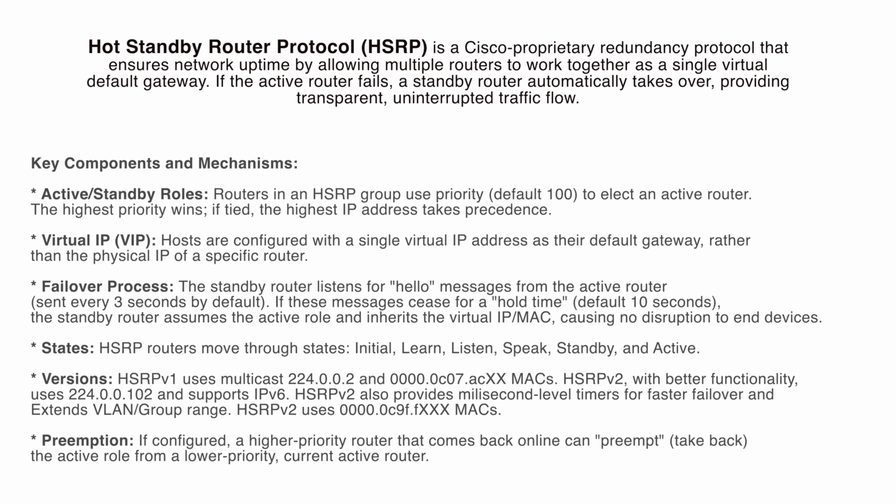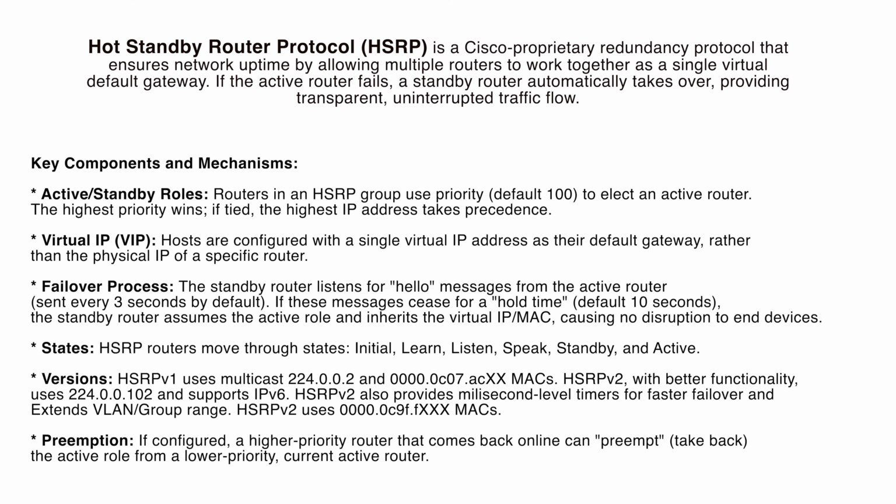Key components and mechanisms. Active and standby roles. Routers in an HSRP group use priority, default 100, to elect an active router. The highest priority wins. If tied, the highest IP address takes precedence. Virtual IP, VIP. Hosts are configured with a single virtual IP address as their default gateway, rather than the physical IP on a specific router.